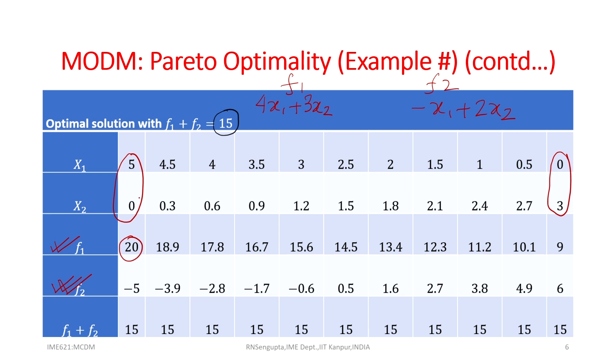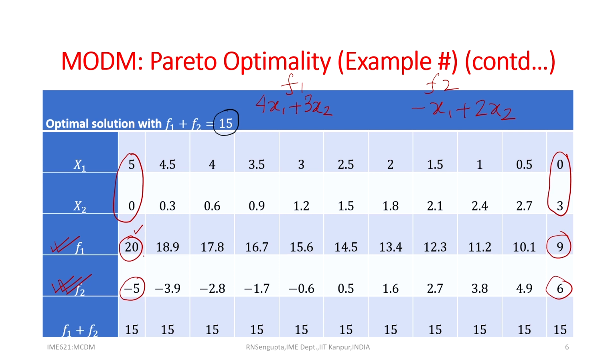When I put 5 and 0, so 4 into 5 is 20, 20 plus 3 into 0 is 20 again. So, here you see 20. If I put the value of 5 and 0 for f2, which means the fourth row, that value would be minus 5 plus 2 into 0, which is minus 5, which is true. Let us consider the other extreme point, 0 and 3. If I put 0 and 3 for x1 and x2 and find f1, it will be 4 into 0 plus 3 into 3, which is 9. If I put 0 and 3 and find the f2 function, it will be minus 0 plus 2 into 3, which is 6, which is verified. And similarly, all the values in the third row and the fourth row can be verified.